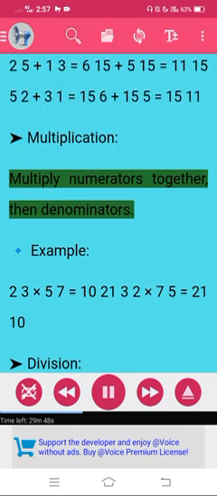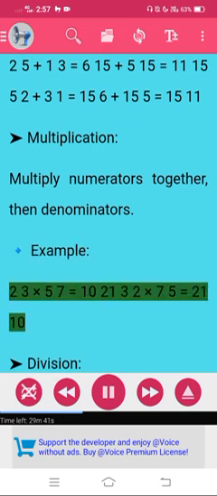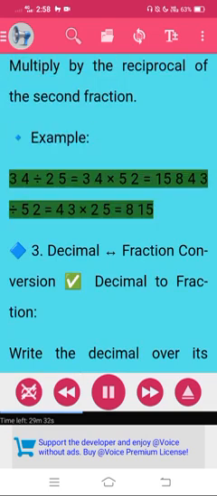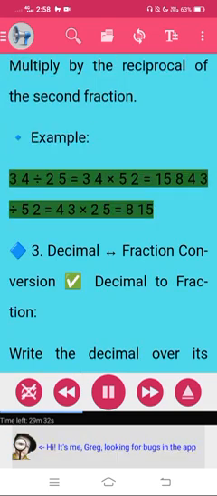Multiplication. Multiply the numerators together, then the denominators. Example: 2/3 times 5/7 equals 10/21. Division. Multiply by the reciprocal of the second fraction. Example: 3/4 divided by 2/5 equals 3/4 times 5/2 equals 15/8.